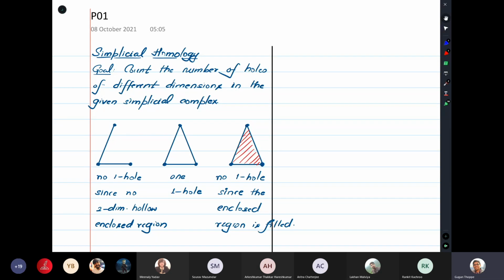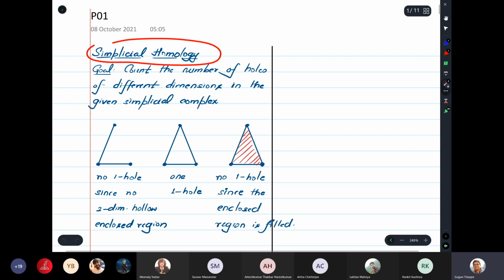So let's try to do a quick recap of what the objective of this course is, at least the first half of this course. The objective of this course is to study what we mean by simplicial homology. So what does simplicial homology mean? Well, loosely, simplicial homology means that if we are given some simplicial complex, then we would like to count the number of holes of different dimensions in the given simplicial complex, right?